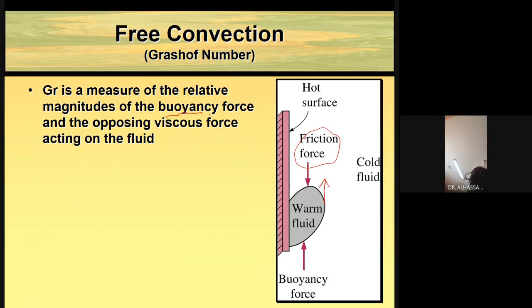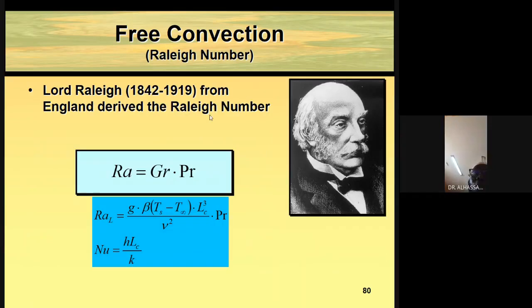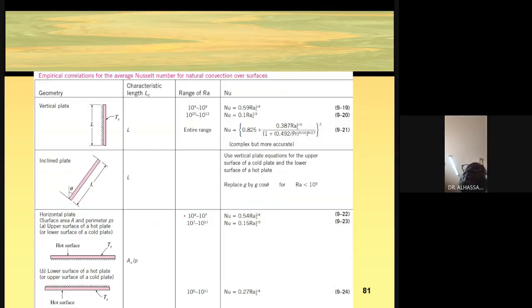So we say the Grashof number is a measure of the relative magnitudes of the buoyancy force and the opposing viscous force. Okay, so now there is one other equation called the Rayleigh number. The Rayleigh number is developed by this scientist, so it's just a modification of the Grashof number. So Rayleigh number is equal to the Grashof number times the Prandtl number. So then the equation can be given by this. And this is the Nusselt number for the plate.